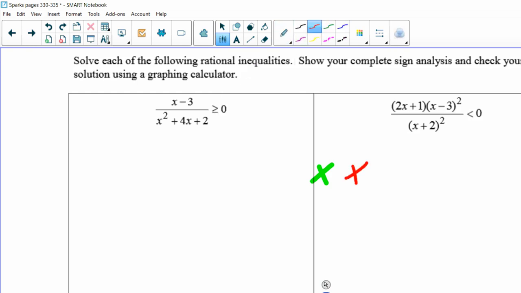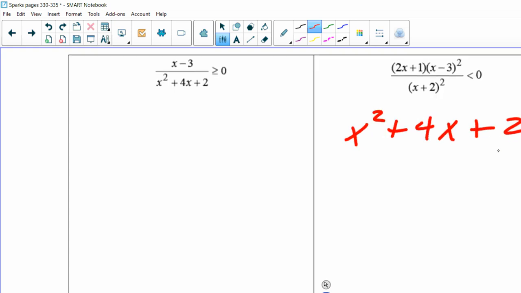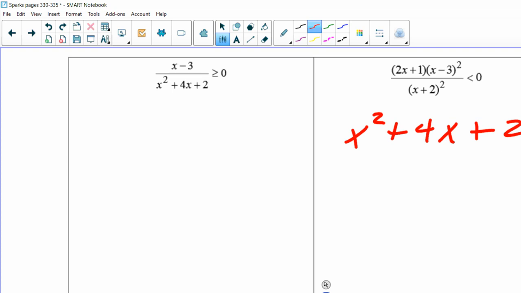How do I figure out when that's 0? I could do the quadratic formula. Or I could do what else? Complete the square. Okay. Yeah, let's just review completing the square so that you can get it back in your head.